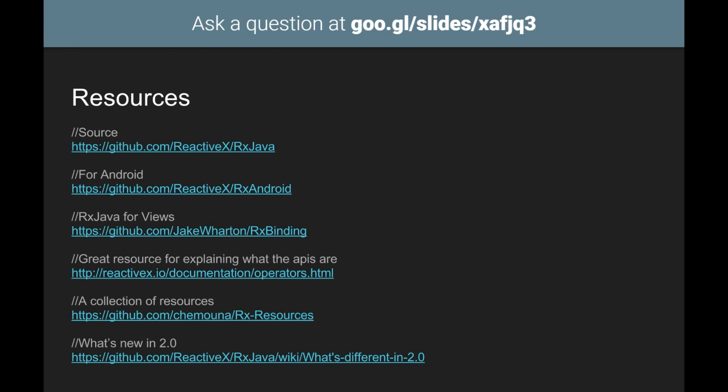The Rx resources, again, is just a community collection of resources found over time, from people who've worked with RxJava and realized going in, oh, I could do this, and then realizing as time went on, oh, this is actually the correct way, or these are some of the nuances I've discovered. And then the last one is just the differences in 2.0 for people who are familiar with 1.0 and want to see what those changes are.